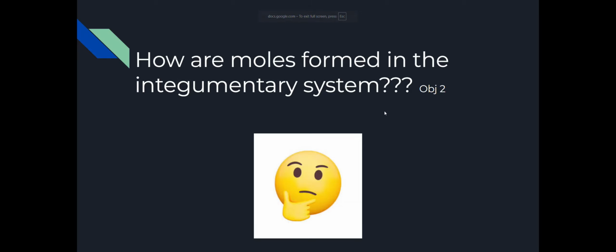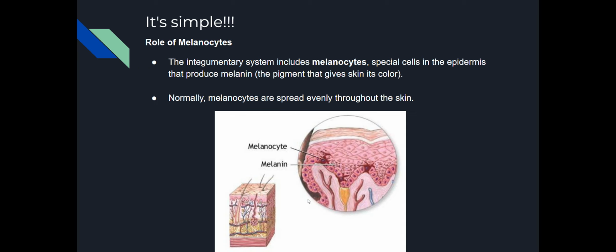Alright, now that we finally got through all of that, we could finally get to the meat and bones, as they say, about my moles, or moles in general. So first, how are moles formed in the integumentary system, which is objective 2? You might be questioning this little guy, but here we go. Honestly, it's really simple. There are these things in the integumentary system called melanocytes, special cells in the epidermis that produce melanin, the pigment that gives skin its color.